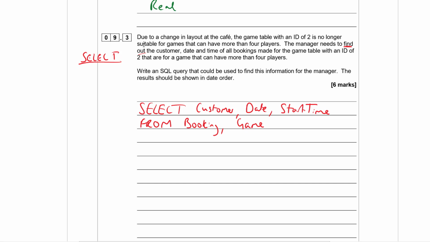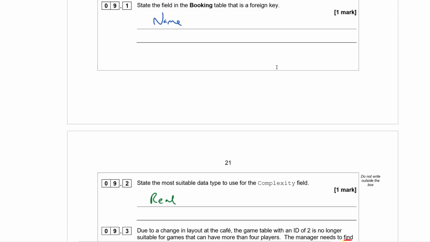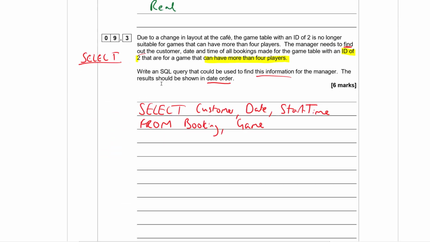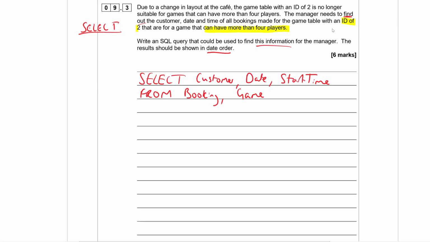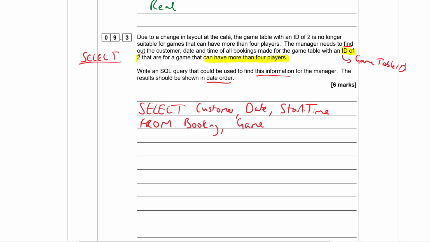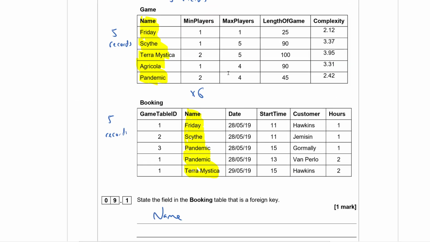Now we're looking to actually filter these. We're not looking for every customer, date and start time. We're looking for only those where we've got an ID of 2 for a game that can have more than 4 players. So what fields correspond to those 2 things? Well, we've got game table ID. Let's scribble that one down just to the side. But also can have more than 4 players. It's going to be max players.